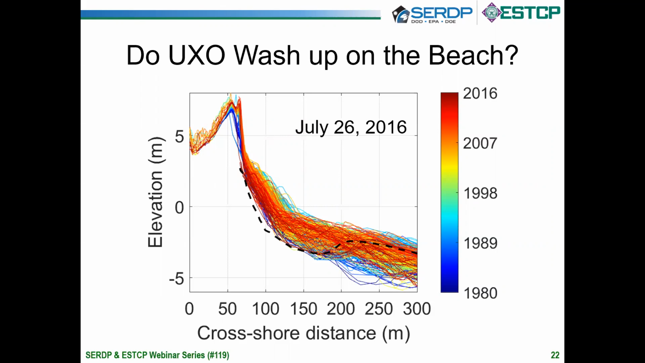And that black dashed line is the profile collected on July 26 of 2016 when those UXO appeared on the beach. And so what was actually happening was a retreat of the shoreline that was part of a larger feature that was migrating along the coast of North Carolina. So this was really a function of the larger scale geology that drove the exposure of the UXO in this case. But the point is, they were buried there. They were always there, and they just became uncovered. And so in this case, they definitely did not wash up on the beach.